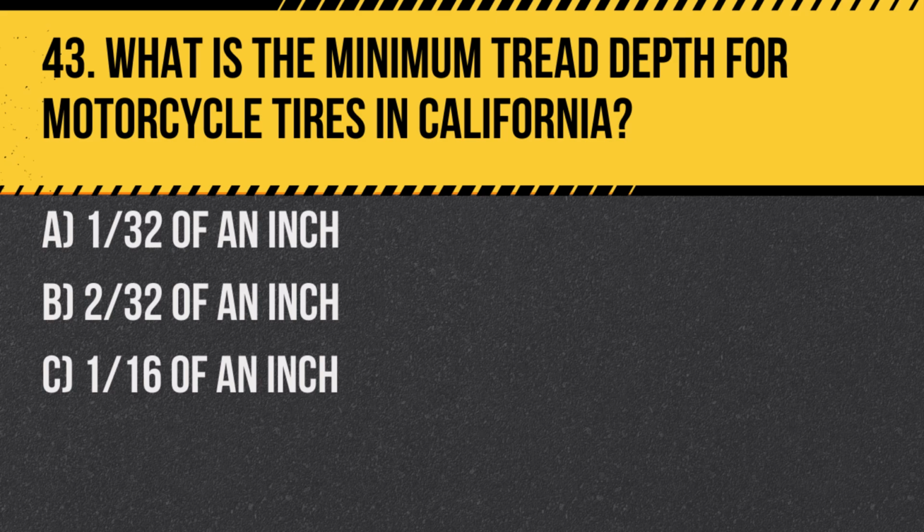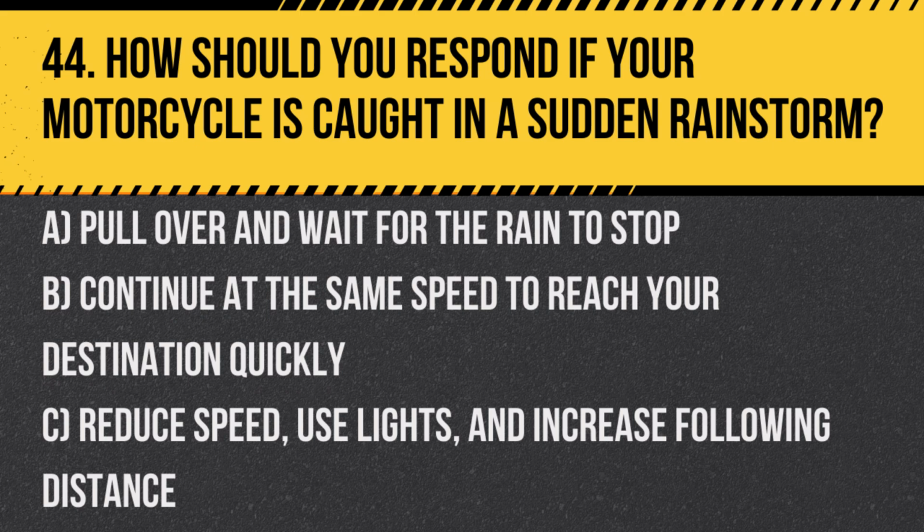A. 1/32 of an inch. B. 2/32 of an inch. C. 1/16 of an inch. Answer: B. 2/32 of an inch. Maintaining this minimum tread depth is crucial for adequate traction and safe operation of the motorcycle. Question 44. How should you respond if your motorcycle is caught in a sudden rainstorm?